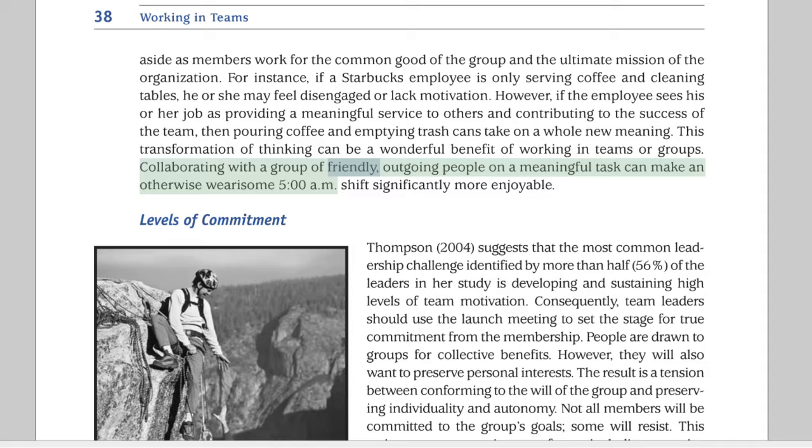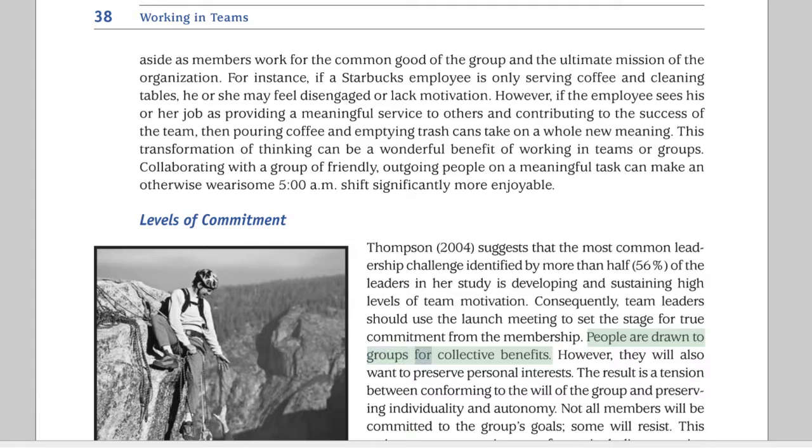Collaborating with a group of friendly, outgoing people on a meaningful task can make an otherwise wearisome 5 a.m. shift significantly more enjoyable. Levels of commitment. Thompson, 2004, suggests that the most common leadership challenge identified by more than half, 56%, of the leaders in her study is developing and sustaining high levels of team motivation. Consequently, team leaders should use the launch meeting to set the stage for true commitment from the membership.